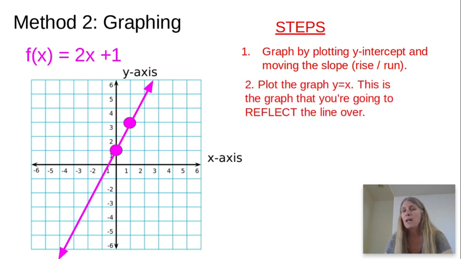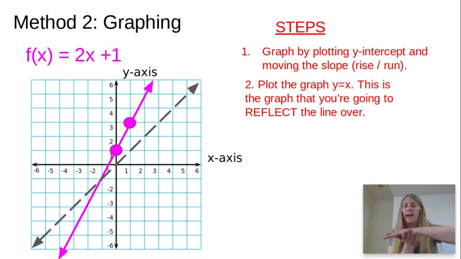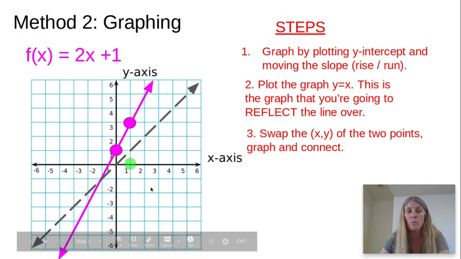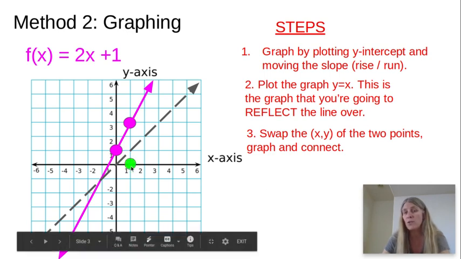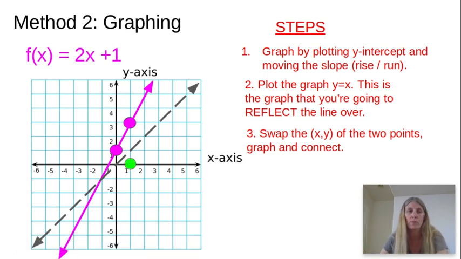Second, we're going to plot y equals x. This is going to be this dotted line here. Basically, it means you're folding your graph in half, so you're doing a flip and a reflection like we learned yesterday. What that means is this point right here, which is currently the point 0, 1, is going to turn into the point 1, 0. So you're swapping it just like you did on your table of values.